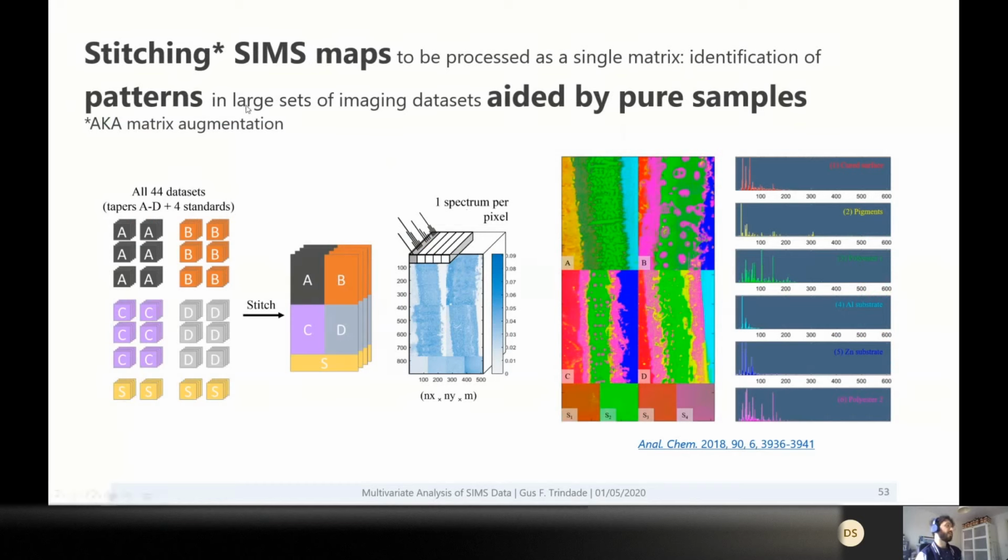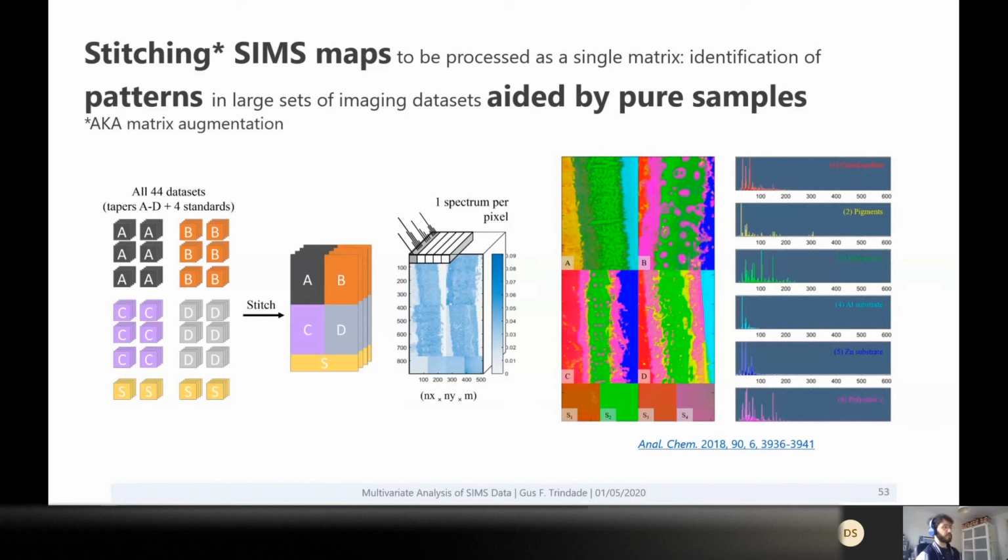The other pre-processing step is what we call stitching, or in more technical terms, matrix augmentation. So the idea is to join maps, in the same way when you do several measurements of several samples, you join them in a single matrix. You can do several images, and not just treat each image as a single measurement. You can treat them all together, all the pixels in a huge final matrix. This is to save time and also to constrain your solutions, right? Because if you do PCA and NMF for each data set, you may get different results. If you process them all together, you're going to have one consistent set of results.